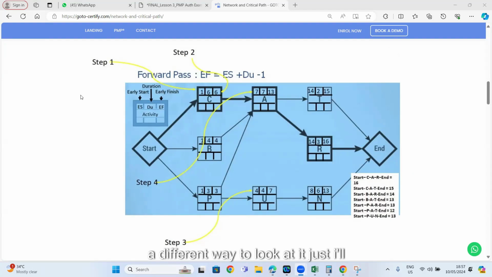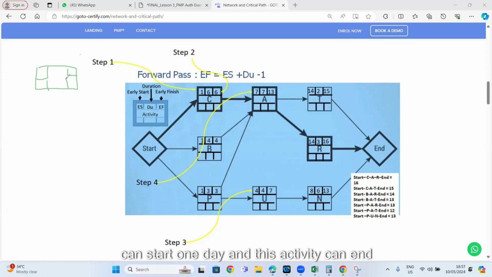Different way to look at it. I'll quickly explain. If you remember, if we have a box like this, a representation of an activity, we can say that there is a start of this activity, and then there is an end of this activity, right? This activity can start one day and this activity can end one day, but we have two options.